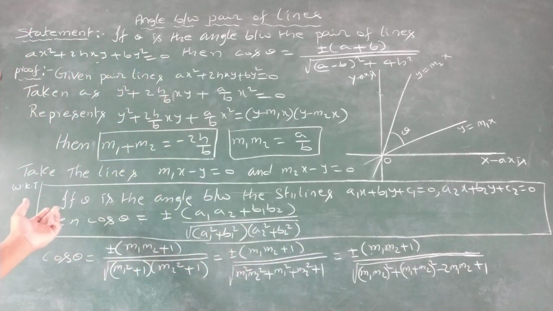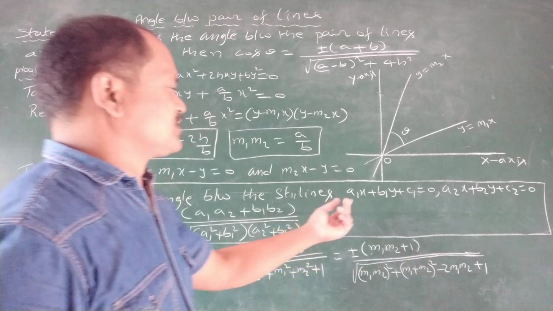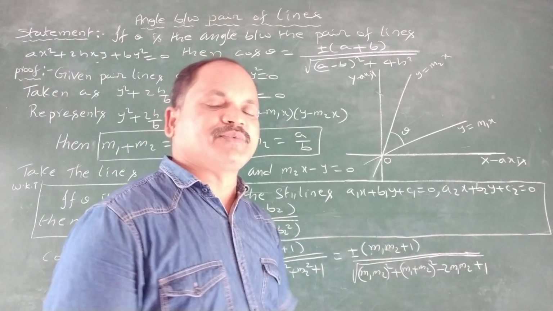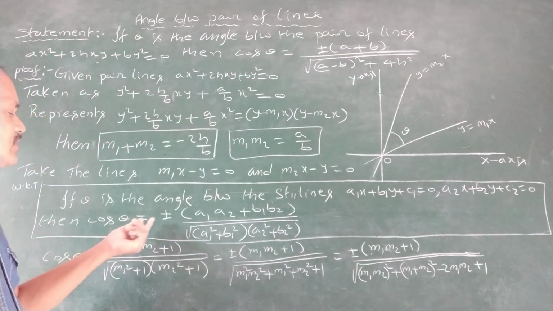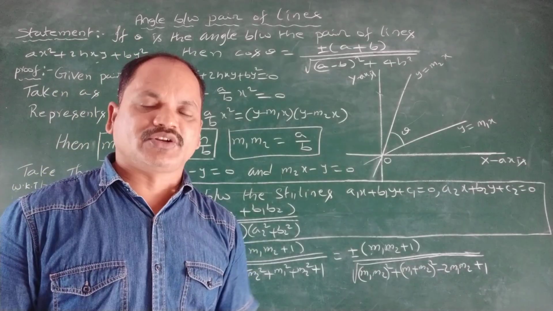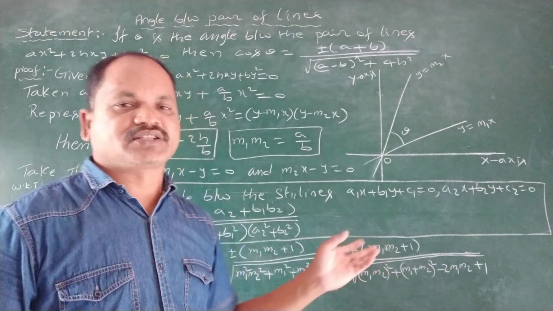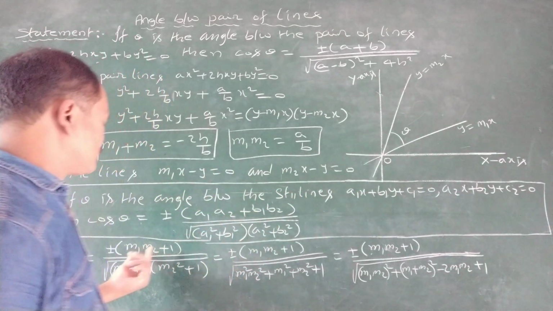Now we know one formula from straight lines. If theta is the angle between the straight lines a1x plus b1y plus c1 is equal to 0 and a2x plus b2y plus c2 is equal to 0, then cos theta is equal to plus or minus (a1 a2 plus b1 b2) by root of (a1 square plus b1 square) into (a2 square plus b2 square). Like that we compare these two lines with these lines. Now we have to substitute in the formula.